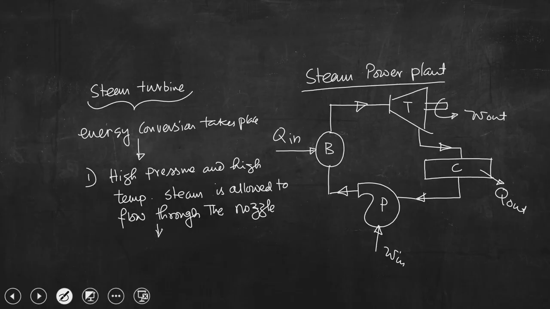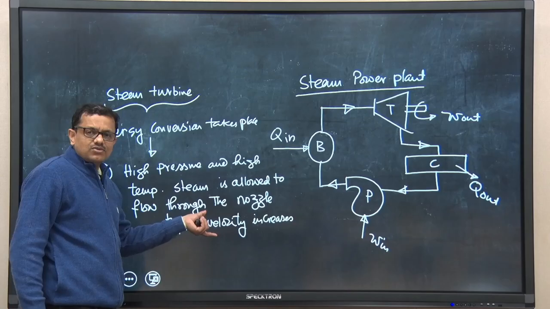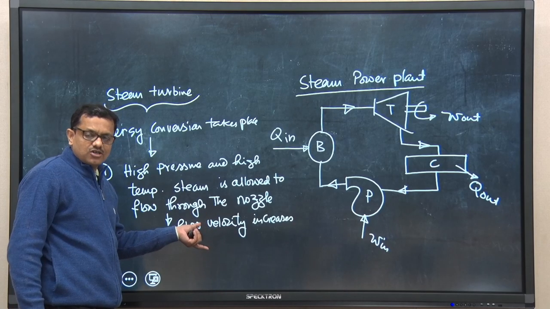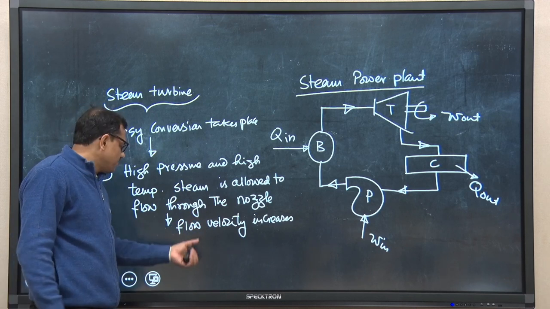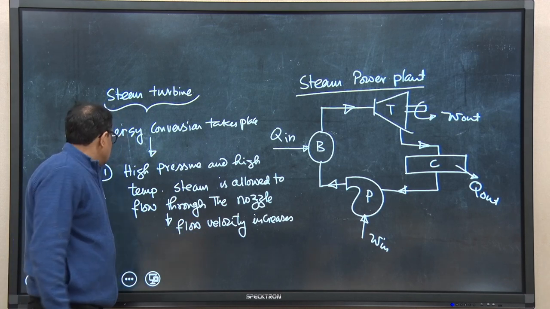So, flow velocity increases. What we can see is that initially steam is allowed to pass through the flow nozzle, and while passing through the nozzle, at the cost of the pressure drop, flow velocity will increase. Second is high velocity steam jet.